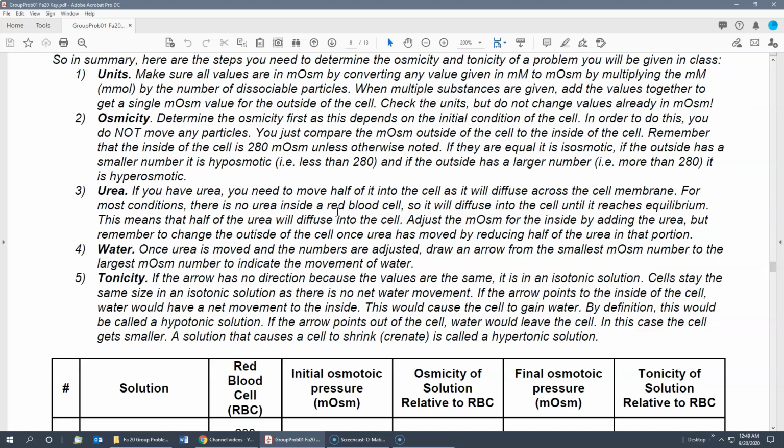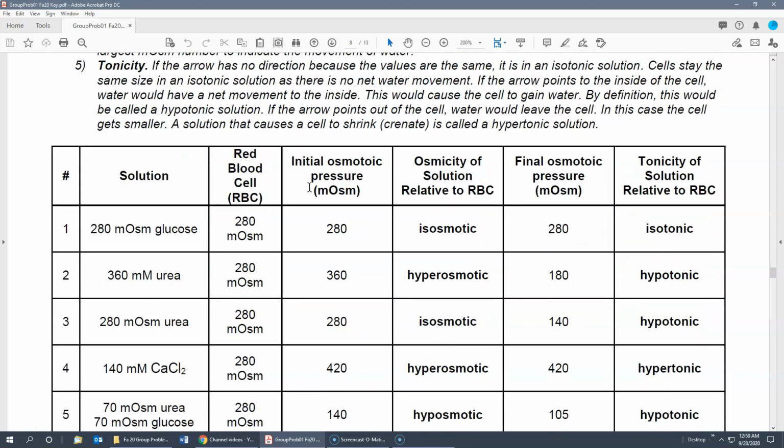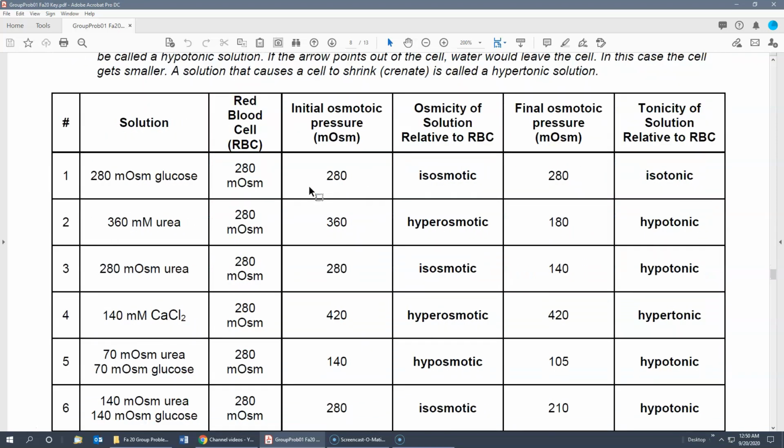So once you know the water movement, now you can figure out the tonicity. If water moves into the cell, it's called a hypotonic solution. If the water is a double-headed arrow for its movement, then it's isotonic. There's no change in cell volume. And if the arrow is leaving the cell and going into the solution, water is going to be pulled out of the cell and it's going to shrink, and that's a hypertonic solution. So we'll kind of apply those to these different situations.